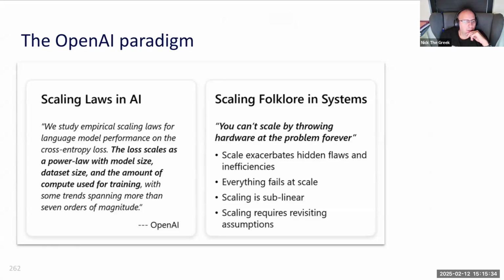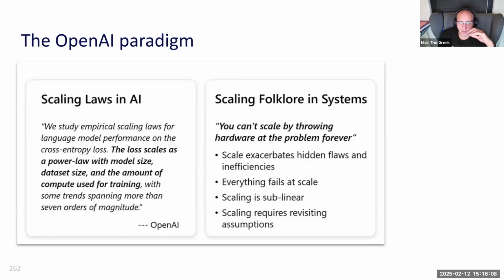Scaling laws in AI. We study empirical scaling laws for language model performance on the cross entropy loss. The loss scales as a power law with model size, dataset size, and the amount of compute used for training, with some trends spanning more than 7 orders of magnitude. Scaling folklore in systems. You can't scale by throwing hardware at the problem forever. Scale exacerbates hidden flaws and inefficiencies. Everything fails at scale. Scaling is sublinear. Scaling requires revisiting assumptions.